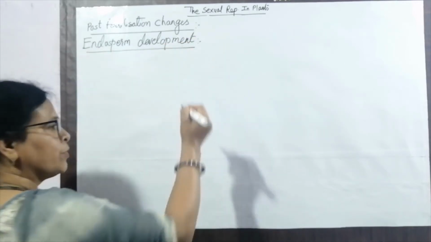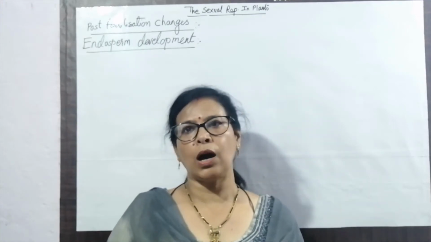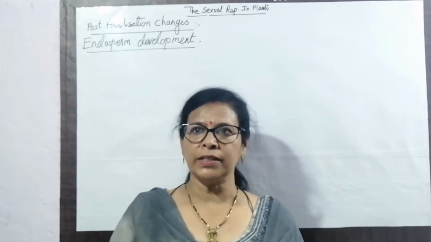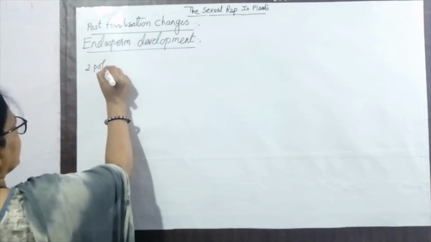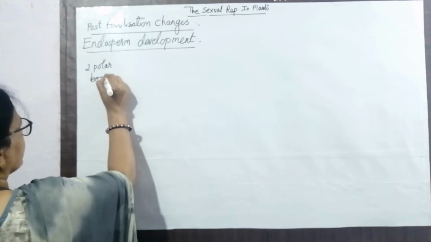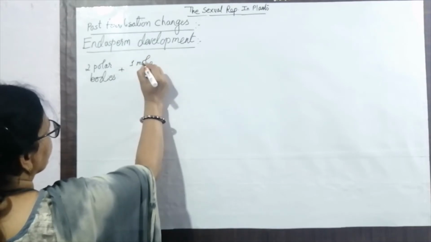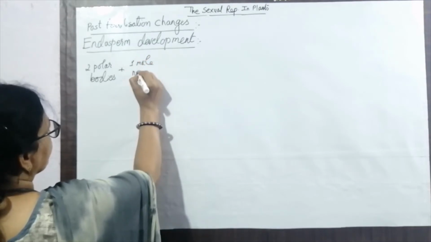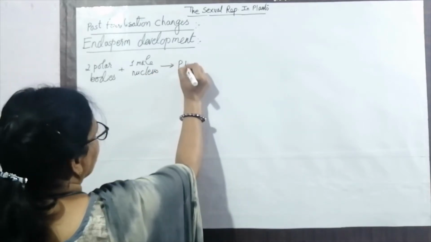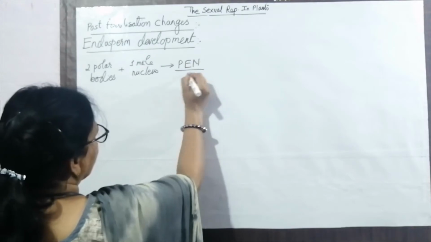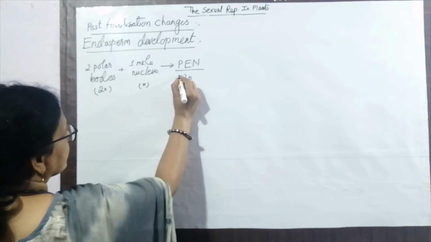Now, how is the endosperm formed? It is generated from the primary endosperm nucleus. How is the primary endosperm nucleus formed? Just remember, two polar nuclei are there. They fuse with one male nucleus to form the primary endosperm nucleus. That is 3N: 2N plus N, it is 3N.